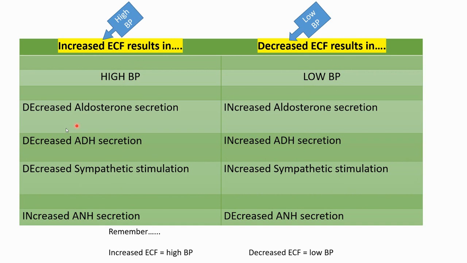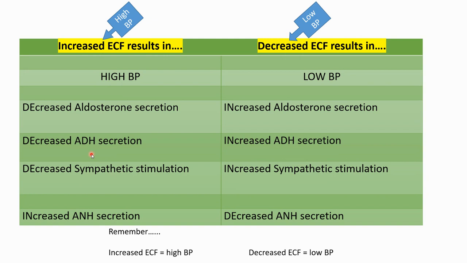If you have a high blood pressure, what's that going to do to your three hormonal pathways and your neural pathway? So you have decreased aldosterone secretion. If your blood pressure is already high, you're not going to want to secrete aldosterone, because what does aldosterone do? Makes your blood pressure high. So you're going to want to do the opposite.